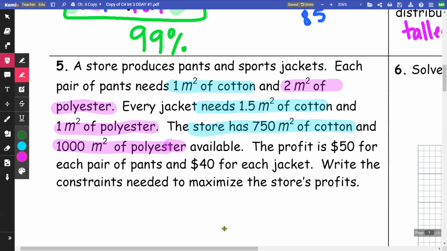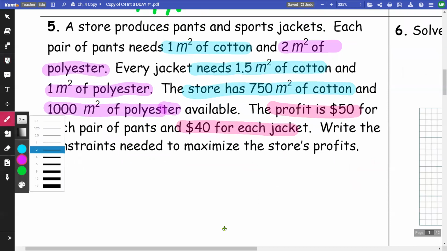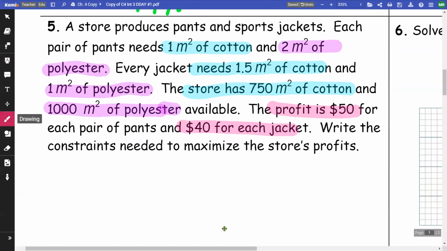Then they also give us a little information about profit. Profit is $50 for pants and $40 for jackets. Okay. So the first thing I'm going to do is define my variables. So I'm going to let X equal, and I'm going to put pants first. And so this is number of pants. And Y is going to equal number of jackets.